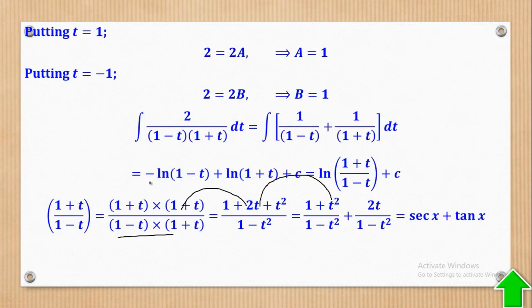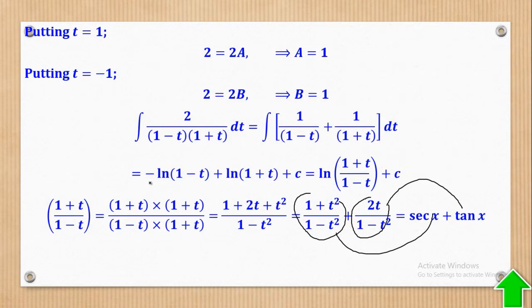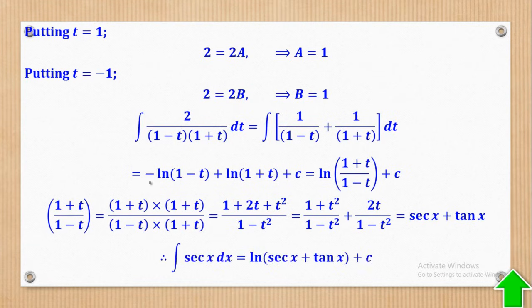Why? Because this one and this one have been paired to give you this. Then this one has been taken to the other part. So in that case, I realize that this one is the same as sec x and this one is the same as tan x, t formula. I think you remember that under trig identities. Therefore, the integral of sec x is equal to ln of this.